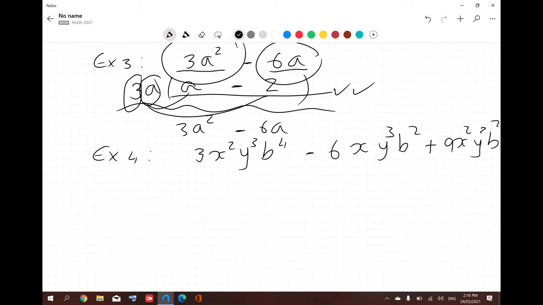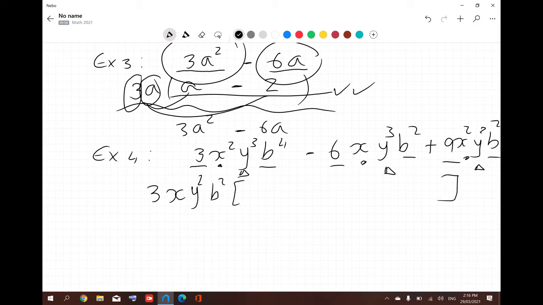Now when we look at the numbers 3, 6 and 9, they are all divisible by 3. Now when we look at the x's, I have x squared, I have x, and I have x squared. They all can be divided by x. When we look at the y's, I have y cubed, and then y squared. So y squared is the one to get. b to the 4, b squared, b squared, I'll get b squared here. And then I'll open my bracket.